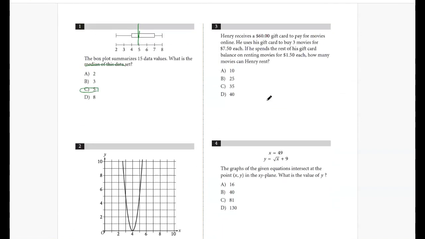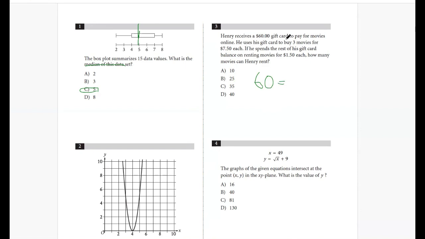Henry receives a $60 gift card to pay for movies online. He uses his gift card to buy 3 movies for $7.5 each. If he spends the rest of his gift card balance on renting movies for $1.5 each, how many movies can Henry rent? So we have 60 here.